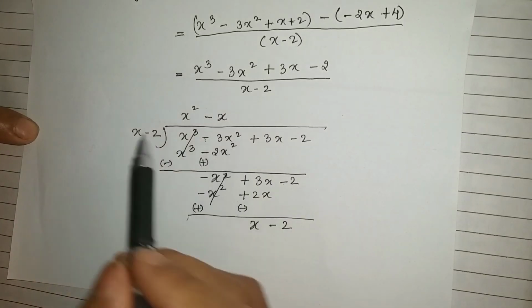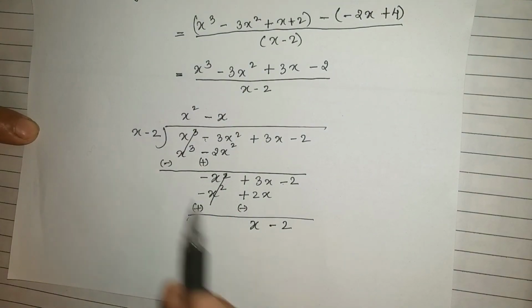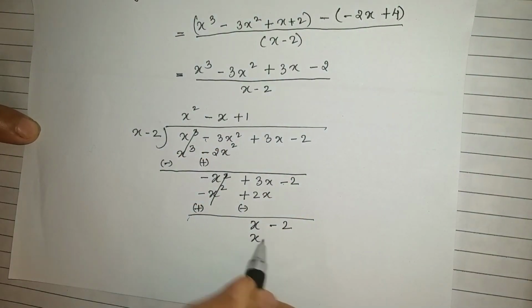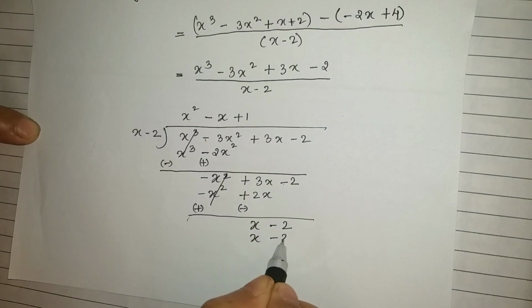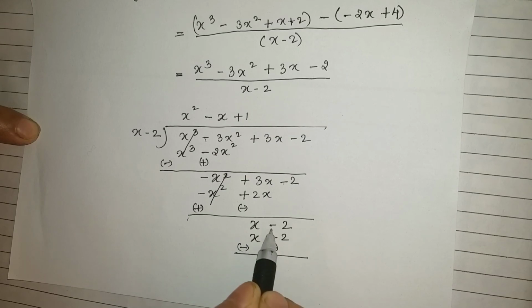We'll proceed as before. We'll find out a term in the quotient where if we multiply with x, we should get x. So x, if we multiply with plus 1, we get x. Then we multiply minus 2 with 1 will be minus 2. Subtracting the two polynomials, this positive will become negative. The negative will be positive. Then x minus x is 0 and minus 2 plus 2. We get the remainder to be 0.